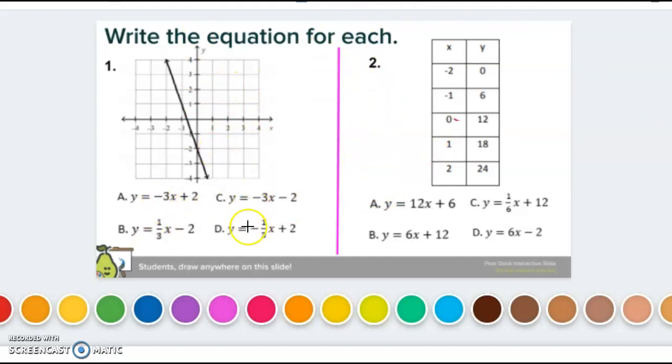They're both multiple choice. Use the drawing tools to help you find your B. Find another good point. Do your rise over run. Select the best answer choice. Table as well: find your B first. Find the change in y, find the change in x, set them up as a fraction, and select the best answer choice.